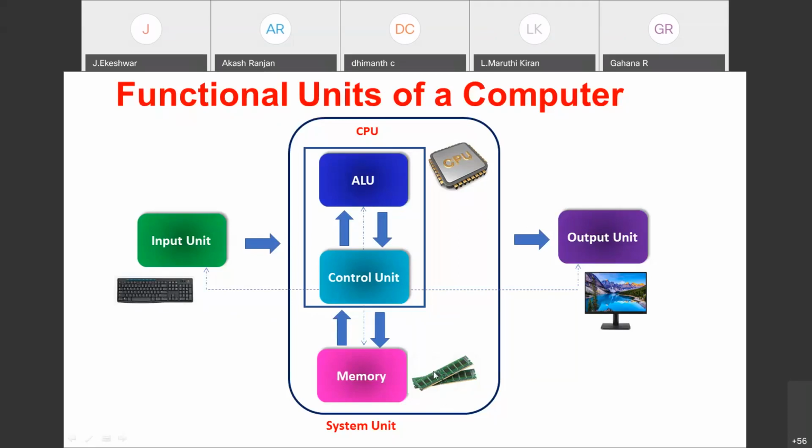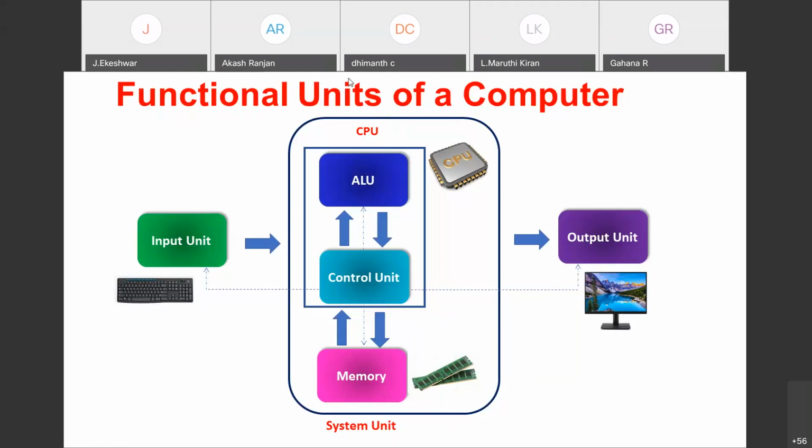CPU, as I already mentioned, stands for central processing unit. In turn, the CPU consists of two functional units. One is the ALU, arithmetic logic unit, and the other one is the control unit. So what is the purpose of the ALU? It is responsible for performing arithmetic and logical operations.